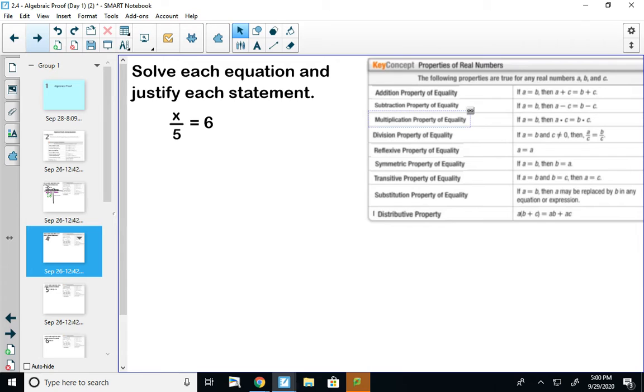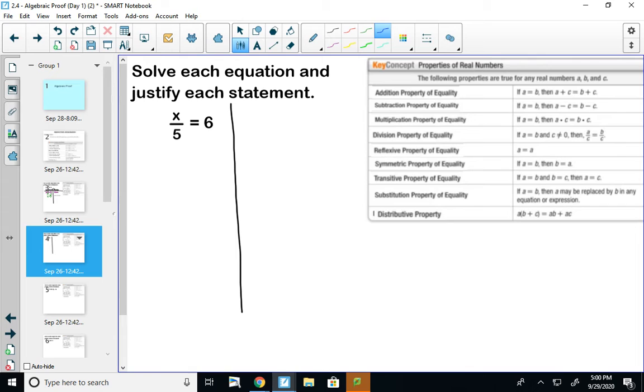Let's try out another one. We're going to solve this problem and justify each step as we go. Our first step is to make a table. I'm going to be lazy. I don't want to rewrite the problem, so I'll put my table right there. I'm going to write down the reason that I do every single step. So the first thing was writing down the problem. We're just going to write given because that's the problem. It was given to us.